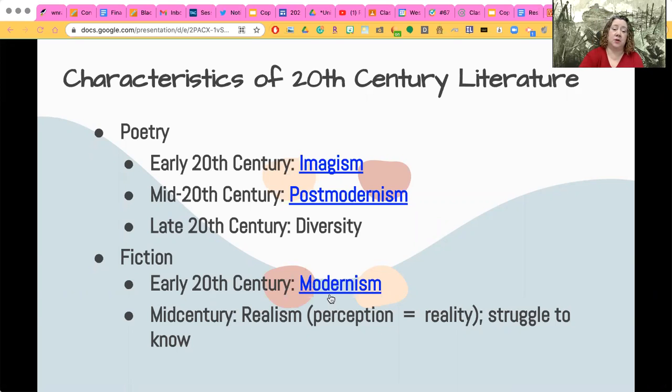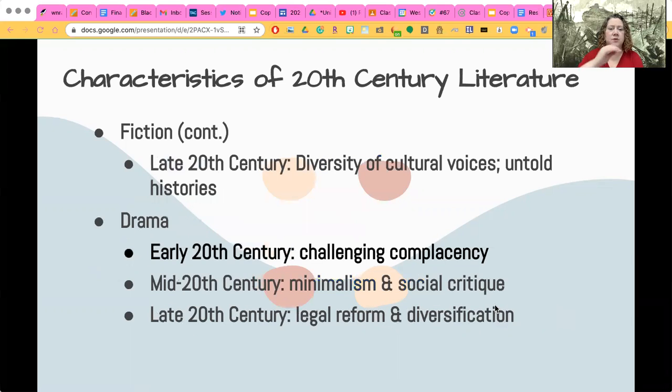In fiction, in the early 20th century, we have modernism, and mid-century, we have realism. So the idea that we cannot know everything. And as humans, we want to know everything. And so we have this curiosity, but we have this struggle to know. So there's a philosophical element to fiction in mid-century. We're going to look at some mid-century poems.